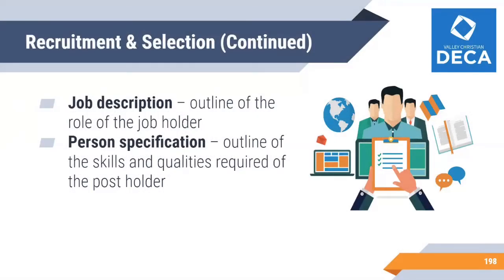So a job description is essentially an outline of the role of the job holder, so it tells you what exactly the job entails. And the person specification is an outline of the skills and qualities you need, so some examples might be have a certain degree or have a certain number of years in a certain field.